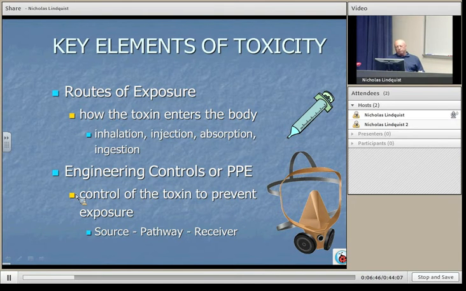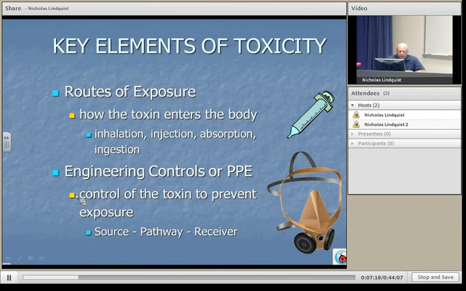Absorption, what we're referring to here is skin contact. Chemical substances or toxic agents can come in contact with the skin. And when it does, it can either do damage to the skin at the point where it comes in contact, or it can pass through the skin and get into the blood system and cause damage to various body organs through that mechanism.